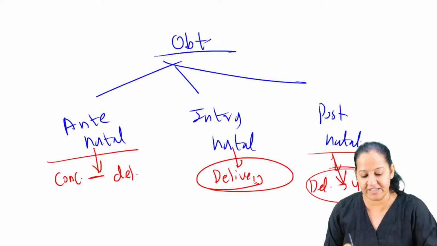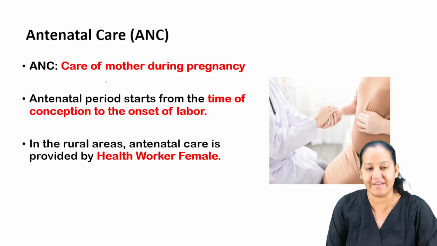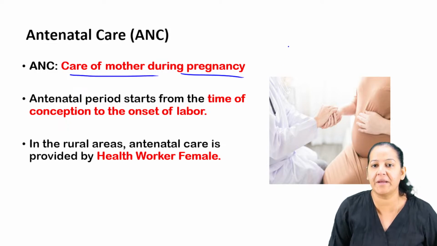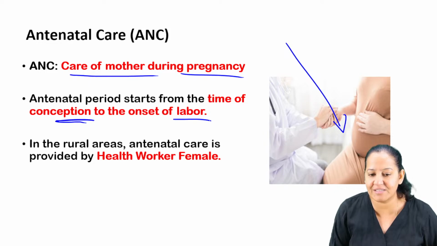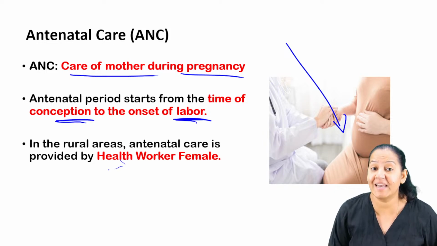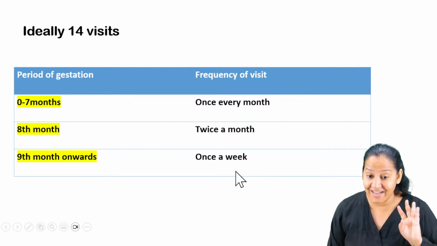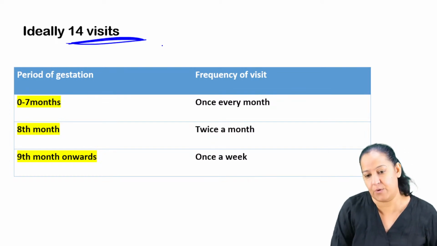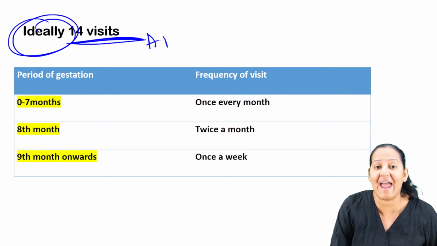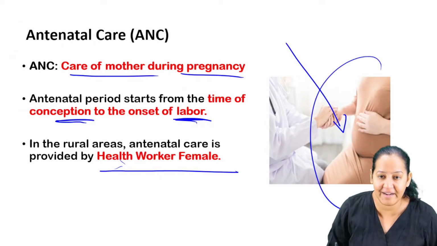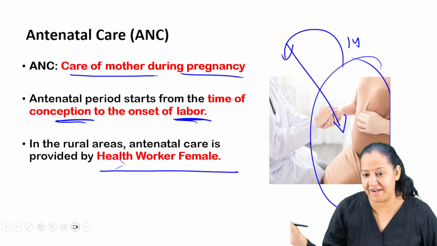So let's start with the first one, the antenatal care. As I told you, antenatal care is the care given to the mother during pregnancy, from the time of conception till the start of labor, and it is basically given by a female health worker in a primary health care center. Ideally 14 antenatal visits are required. The pregnant lady should come to the PHC or sub center 14 times throughout the pregnancy, ideally.